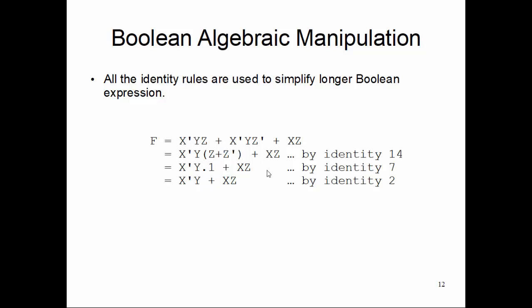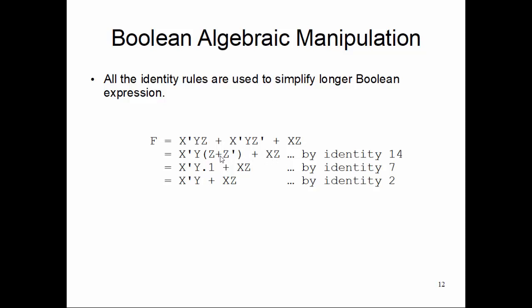So what we can do is combine x bar y z and x bar y z bar by identity 14 and make it x bar y. So we are doing the reverse of the distribution of AND. Here we can say it is x bar y with z and x bar y with z bar. So we group z or z bar, plus x z.